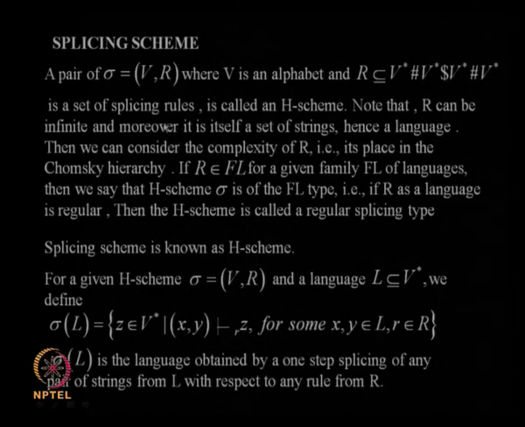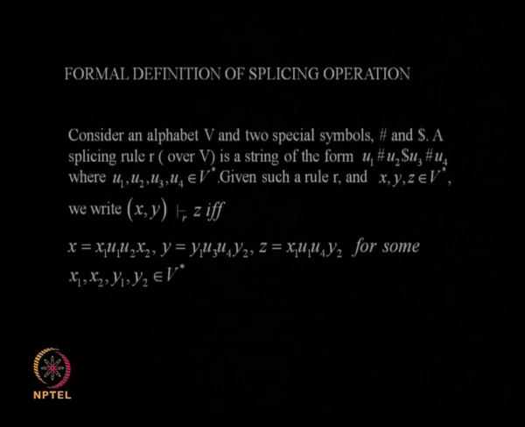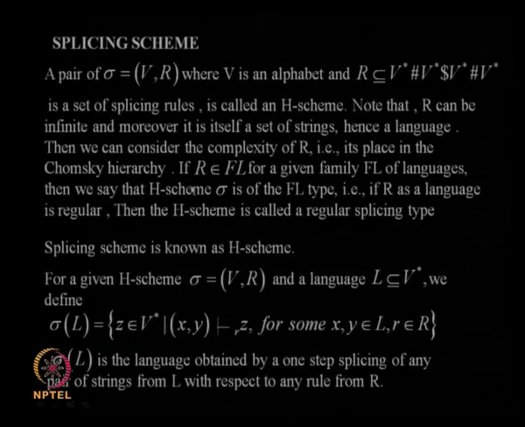Hash denotes the cutting place, dollar separates the first string from the second string. The set of rules is called the H scheme. Why H? There are two reasons. One is this: when you have these two strings and the cut is made and you are joining here, this is like an H turned 90 degrees. So, here you join, that is an H turned through 90 degrees, or it is also because of the name Tom Head, who first proposed the formal model.